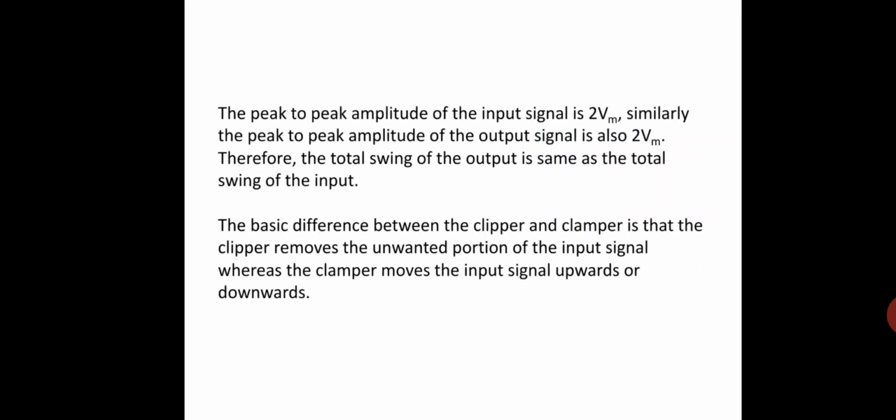The peak to peak amplitude of the input signal is twice Vm. Similarly, the peak to peak amplitude of the output signal is also twice Vm. Therefore, the total swing of the output is the same as the total swing of the input. The basic difference between the clipper and clamper is that the clipper removes the unwanted portion of the input signal, whereas the clamper moves the input signal upward or downward.